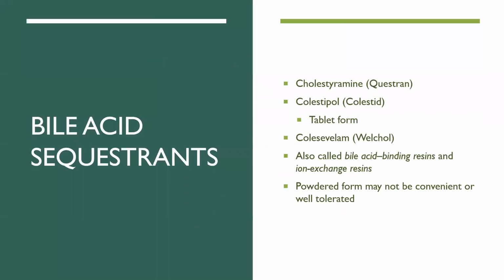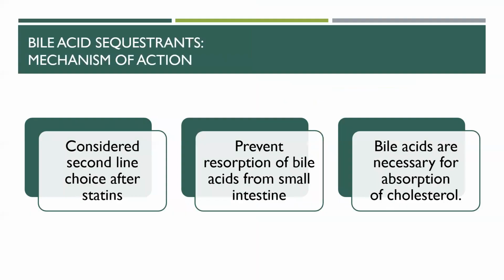So our bile acid sequestrants. These are things like Cholestyramine, Colestipol, Colesevelam. They're also called bile acid binding resins and ion exchange resins. Powder form may be convenient or well tolerated, so they'll usually have this in powder form. It's usually considered a second line choice after statins, and it prevents reabsorption of bile salts from the small intestines, and bile acids are necessary for the absorption of cholesterol.